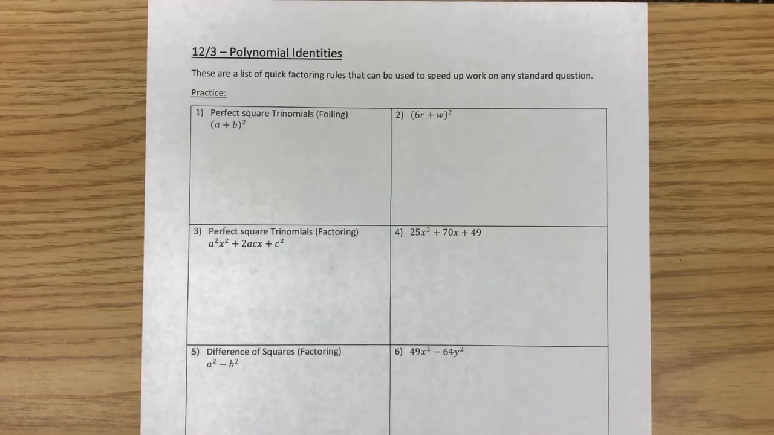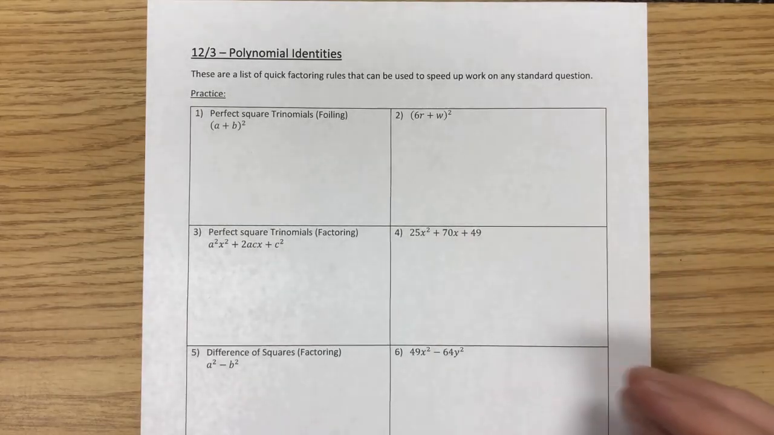So today we're going to be going over polynomial identities. These are things that we've already learned how to do by hand, but we're going to learn a few quick and hard set rules that we can write down so that we can do problems like these in one step without having to show any of our work.